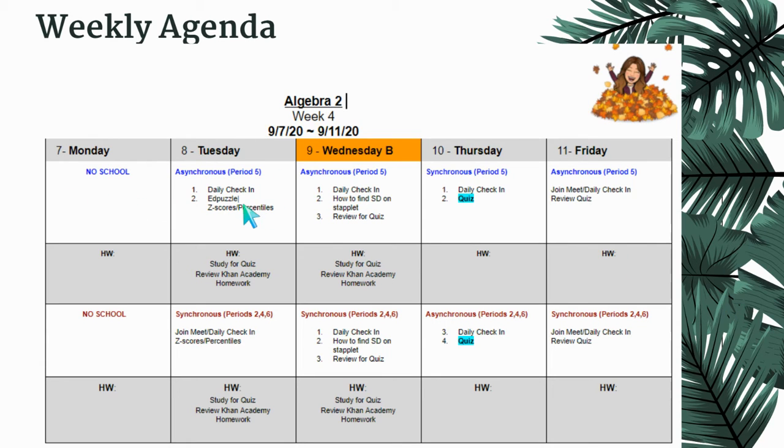This is our agenda for this week. Today we're going to wrap up Unit 1 by going over some z-scores and percentiles. Tomorrow we're going to review for our first quiz. Thursday you're going to be taking your quiz, and Friday we're going to review it.